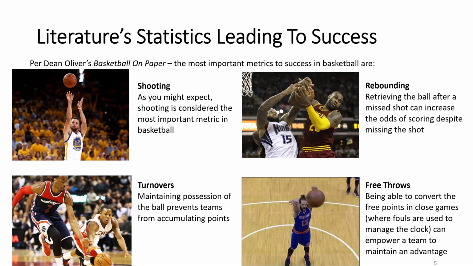Basketball is chock full of statistics. Much of the literature has been written about what makes a basketball team successful. An influential book on the topic called Basketball on Paper states that shooting, rebounding, turnovers, and free throws are the metrics that lead a team to the most success.